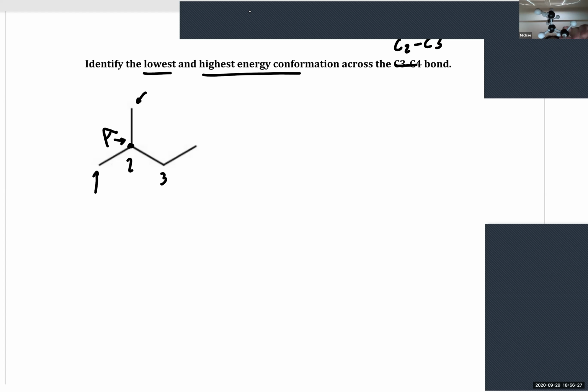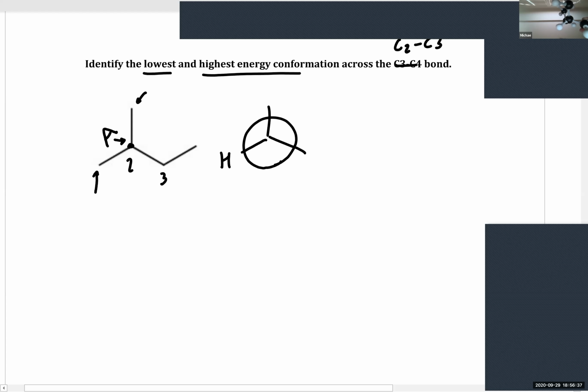Okay. And now what we're going to do is we're just going to draw an initial picture of what we see. So we have our 2 methyl groups in the front right, our hydrogen in the front left, our 2 hydrogens in the back, and then our methyl group like so. So this is one of our first eclipsed conformations.